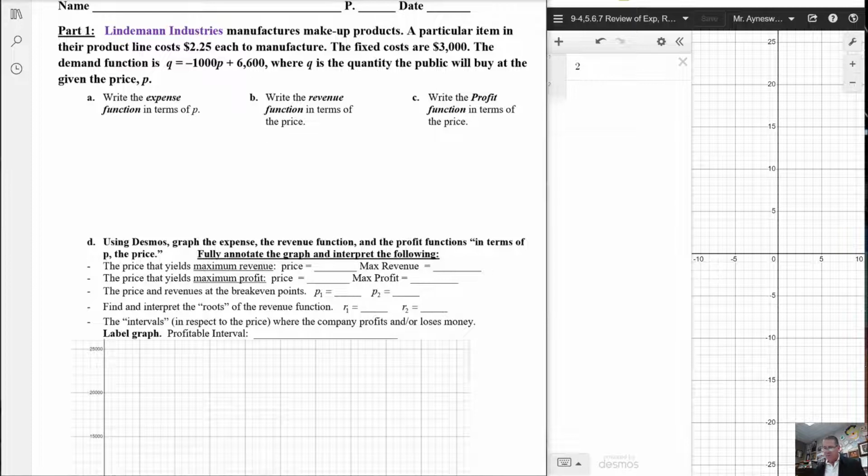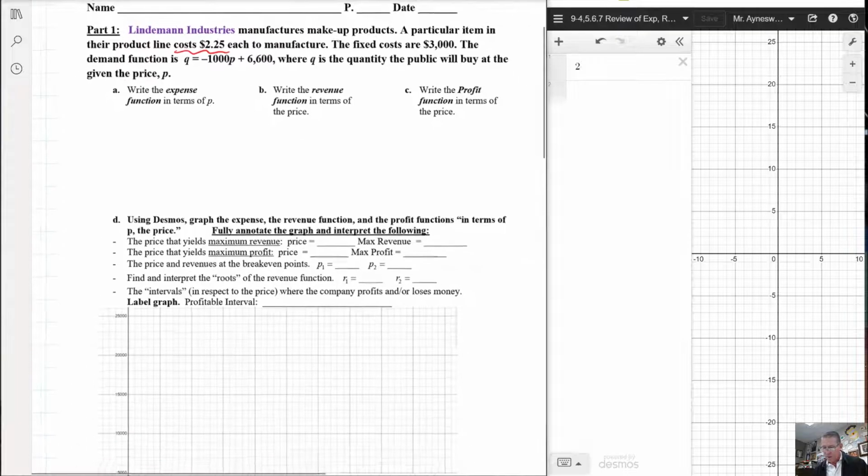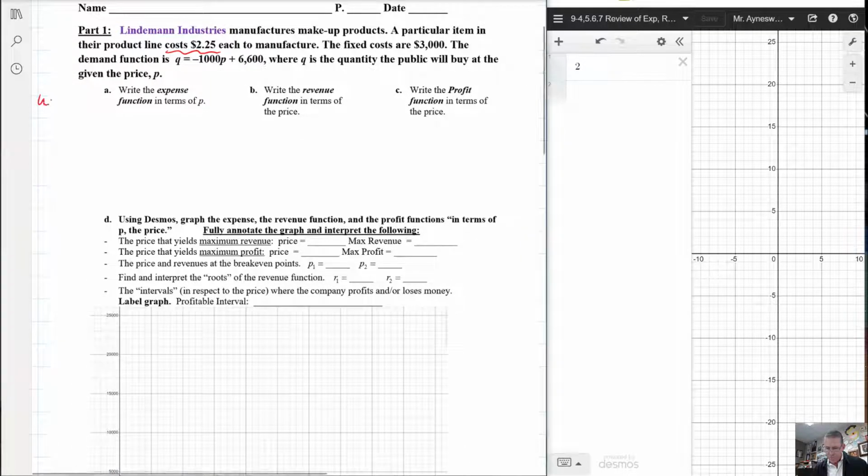Lindemann Industries manufactures makeup products. A particular item in the product line costs $2.25 each to manufacture. Right there we have the unit cost. So we know that the unit cost of the product is $2.25 per item in their product line. So per item, that's unit cost. The fixed costs are $3,000.